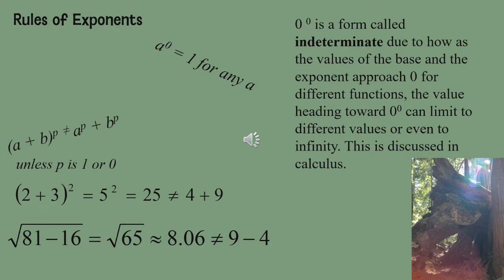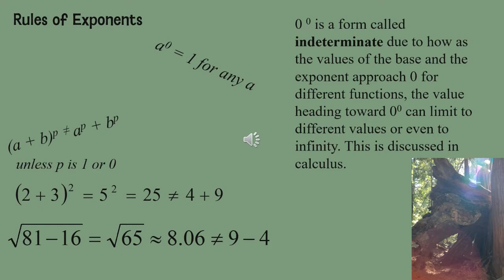In our algebra class, we are dealing with exponential functions in which the base is not 0 or 1 or a negative value. So in our class, any base raised to the 0 power is going to equal 1. Another reminder is that any sum or difference raised to a power is not equal to the individual terms raised to that power. So a plus b to the p is not going to be equal to a to the p plus b to the p. Now, if the power is 1 or 0, those are exceptions.